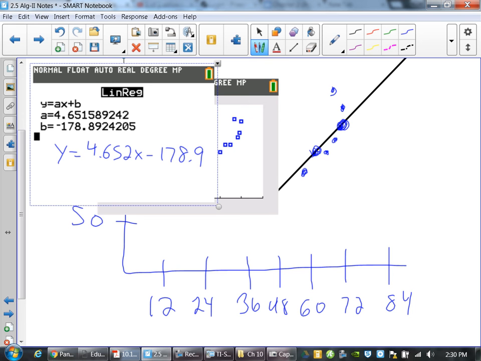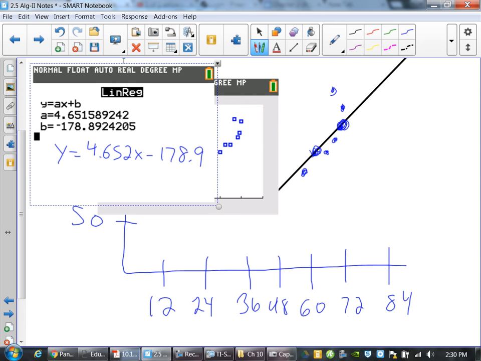Okay. 4.652 times 175. Well, it says I'm 170, so it's close. It's close-ish. I'm actually 185, so 15 off. I mean, that's fairly accurate.